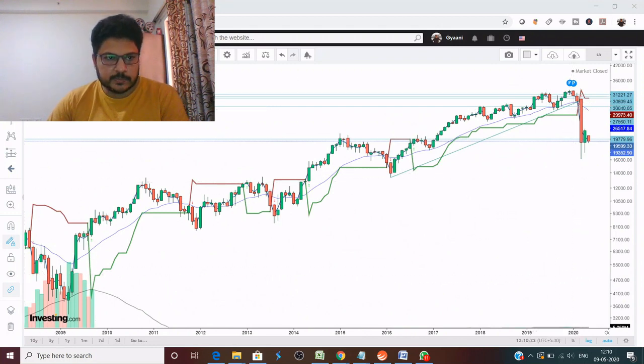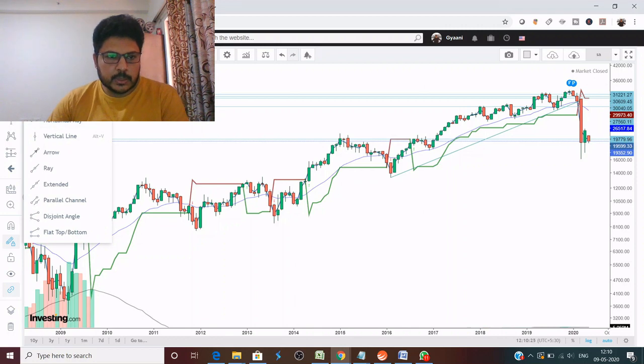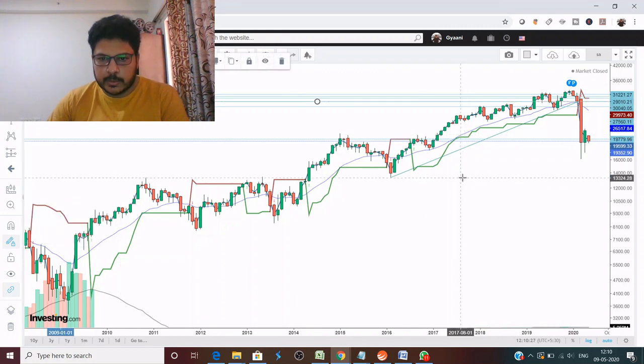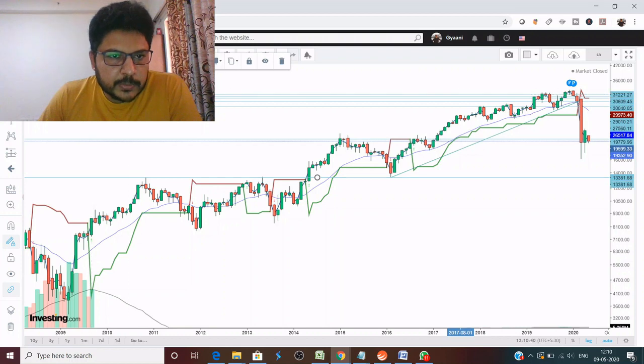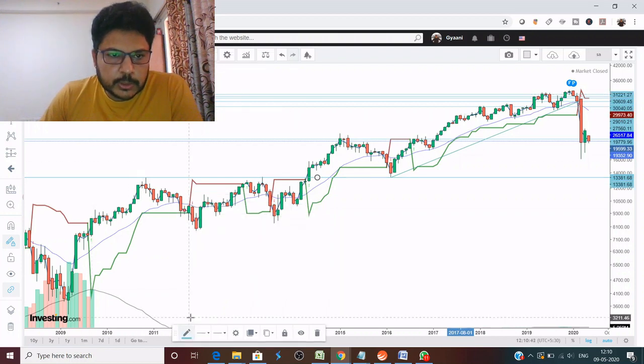So let's mark this with a horizontal line. Okay, so this can be the next level of support for it to stop. If this low is broken, then it is going to come till here. I hope it doesn't happen. Let's hope for the positive things.